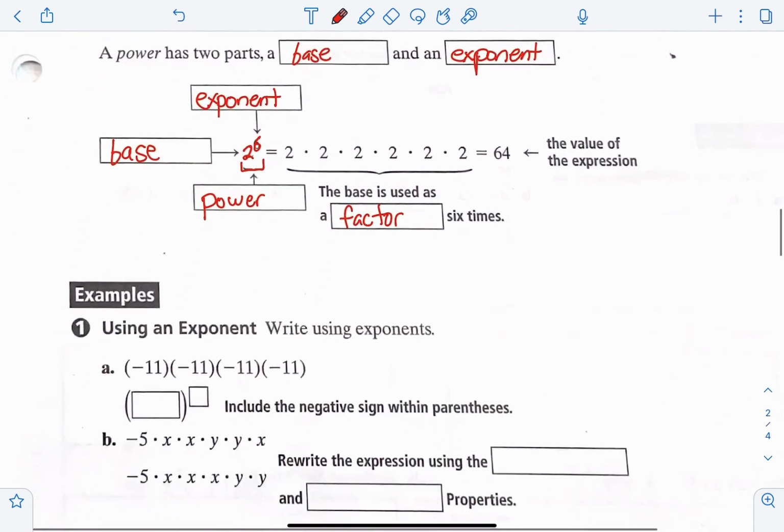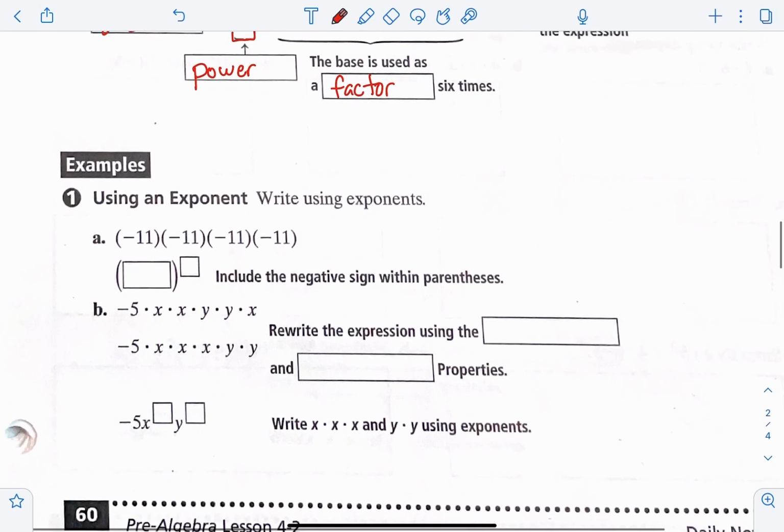So on our homework, some of this we're going to be taking things that are written out as many numbers being multiplied, and we're going to write them with exponents. Or we're going to go the other way where we're given something with exponents and we have to write it the other way and do the math. Or we're going to do some problems where you have to use PEMDAS and solve all the way down to the bottom.